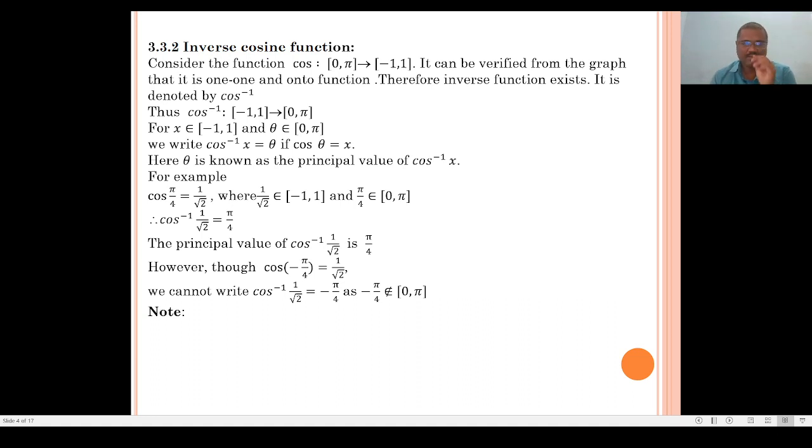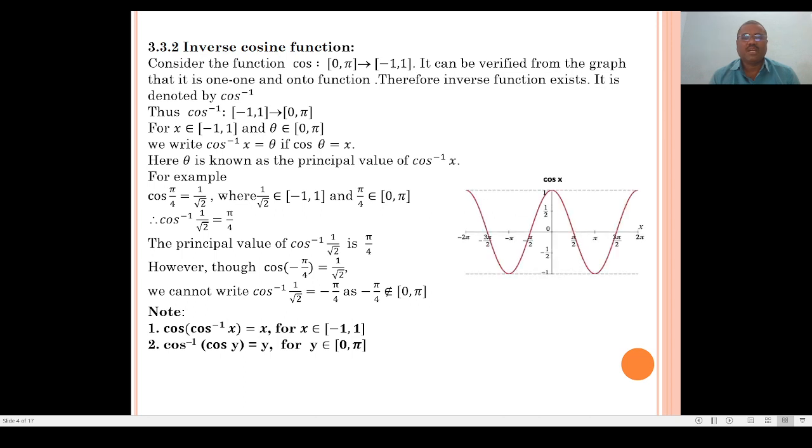Note that cos of cos inverse x equals x for x belongs to minus 1 to 1 and cos inverse of cos y equals y for y belongs to closed interval 0 to pi. See the graph of inverse cosine function.